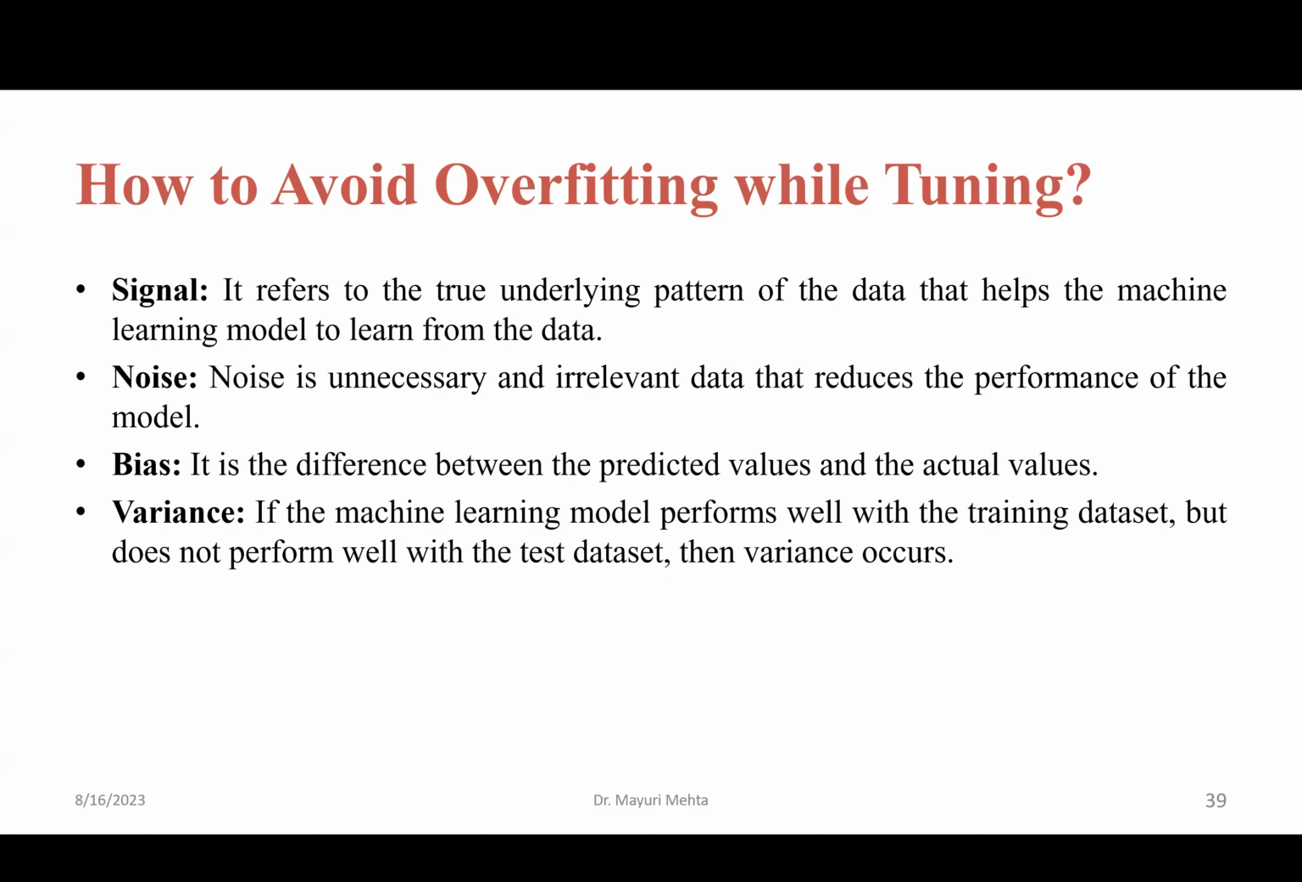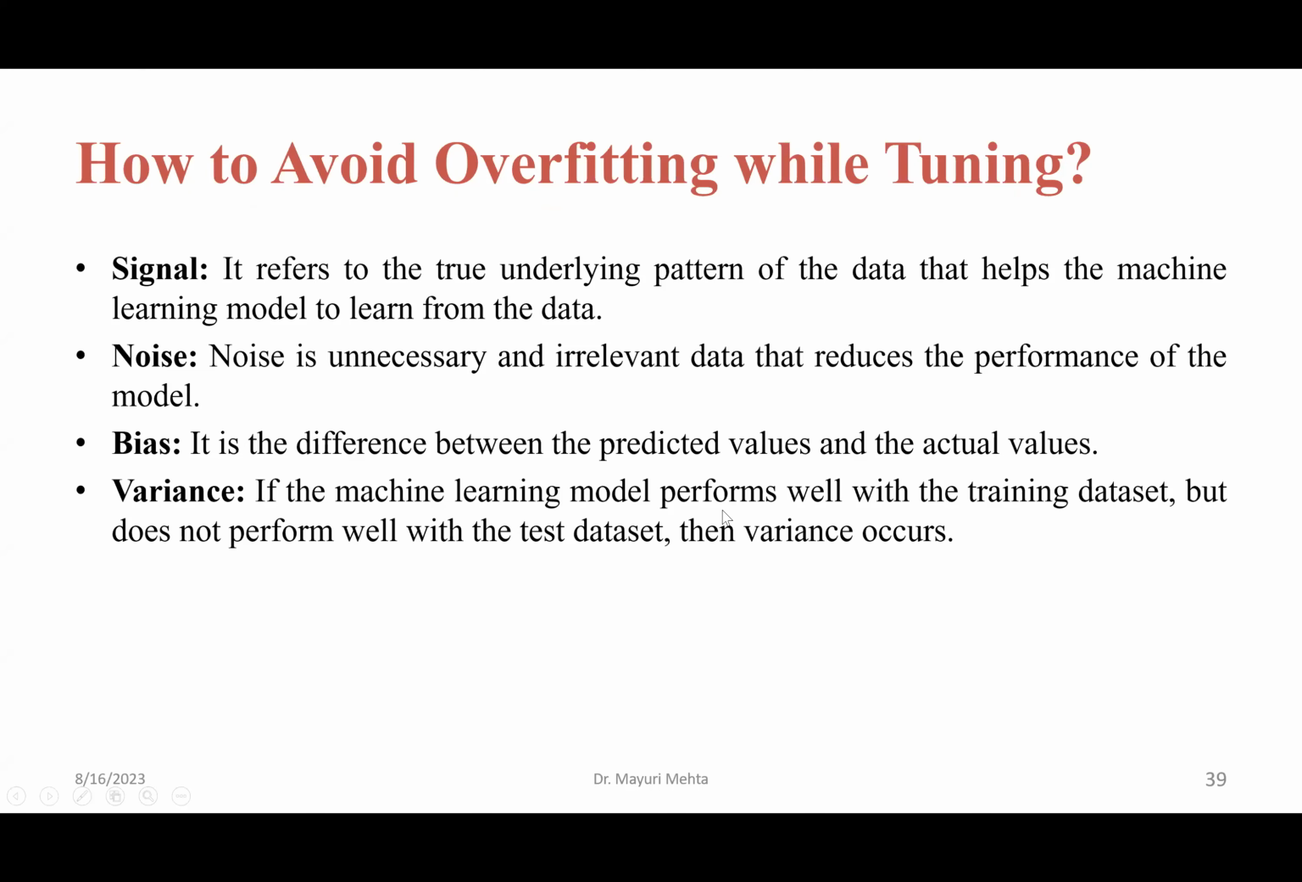So as given here, if a machine learning model performs well with the training data set, but does not perform well with the test data, we can say that variance occurs. A machine learning model performs well with the training data set. I hope you remember that the given data set is divided into two parts, training data set and testing data set.